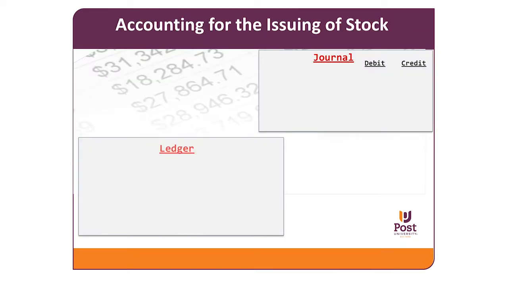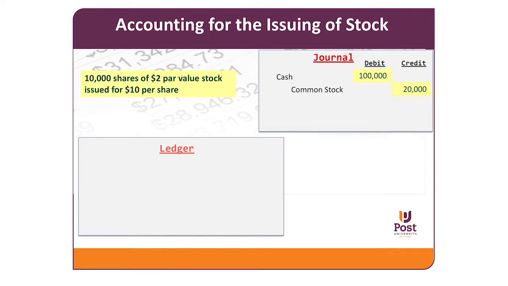Let's look at the accounting for the issuing of stock. If our corporation issues 10,000 shares of $2 par value stock for $10 a share, the corporation gets $100,000. The accounting entry is a debit to cash of $100,000. The credit is split between two accounts. The amount allocated to the par value is the designated par value amount of $2 per share. $2 times 10,000 equals $20,000.